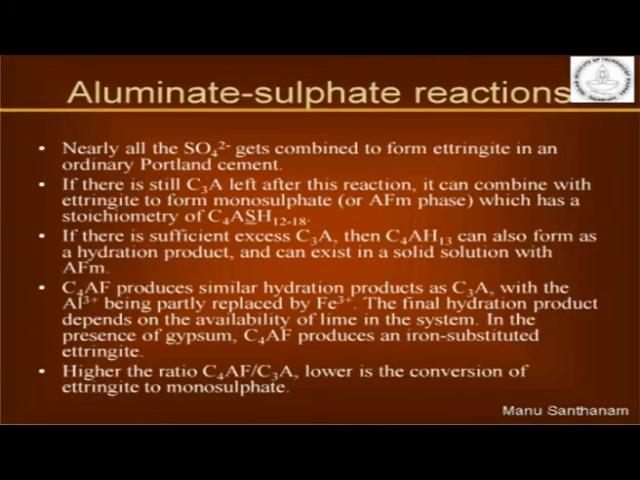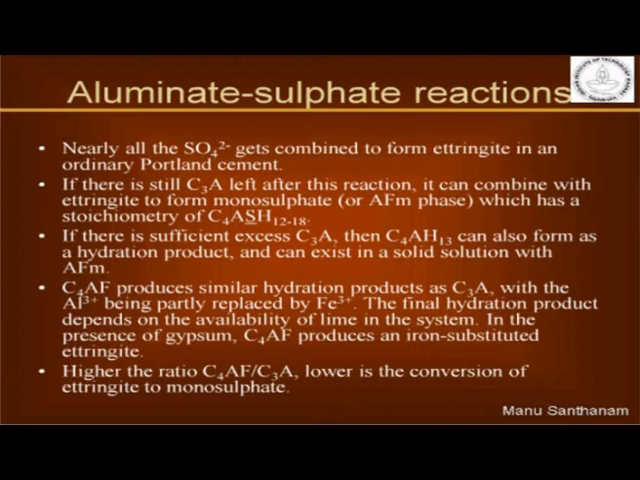But what happens to this ettringite? Does it remain stable in a regular Portland cement? The answer is no. Now why does it not remain stable? It's because in a normal Portland cement, you have much higher content of aluminate as opposed to sulfate. So what will happen to this ettringite is it will again go into reaction with the excess C3A that is left in the system and form what is called monosulfate, C4AS bar H12. You see this phase here, C4AS bar H12, that's the monosulfate phase.